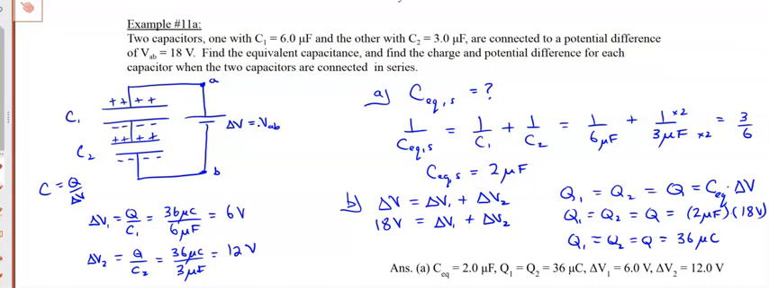Okay, let's go on to the next video, which is on capacitors in parallel.